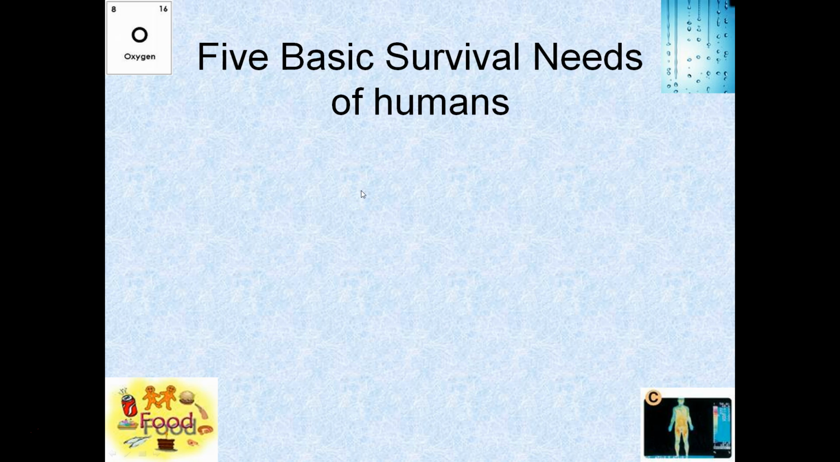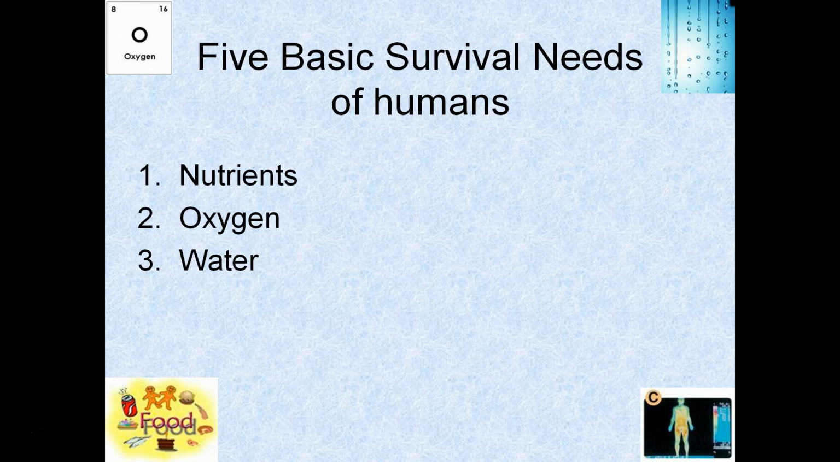So the big ones, there are 5 of them, are nutrients, which you probably said is food, oxygen, pretty obvious, water, very, very obvious. You can only live, it depends on the person, how big you are, where you are, but generally 3 or 4 days without taking in any more water. Food, you can last a while. Again, it depends on how big you are. But water is the big one.